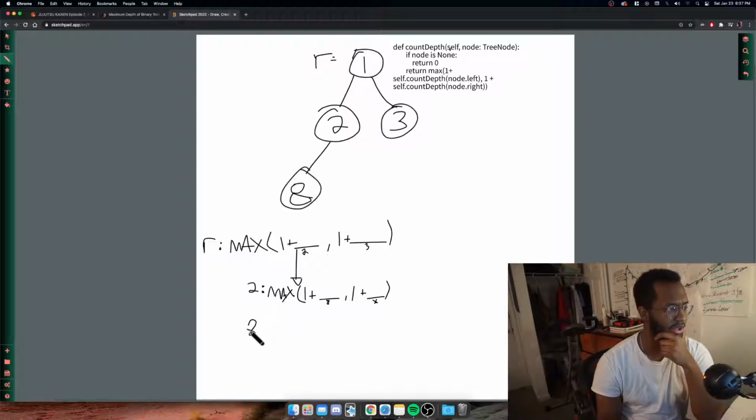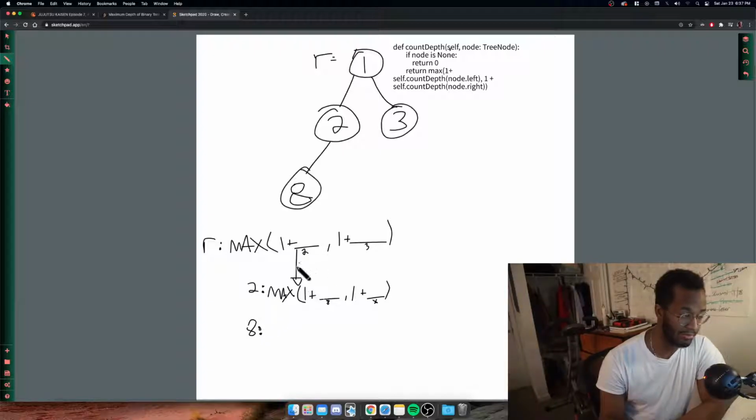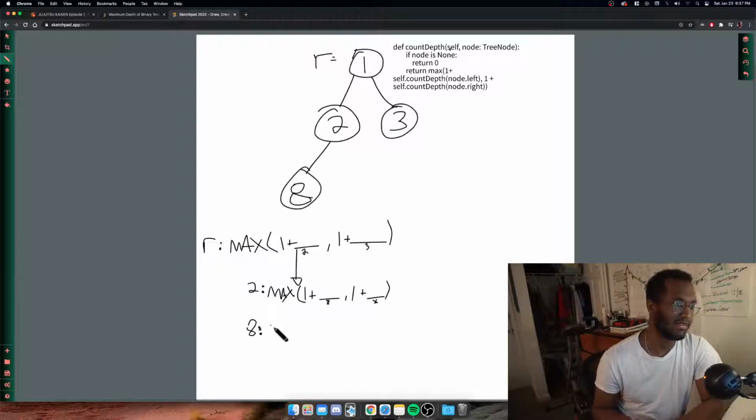So this function is going to get called now, for 8. Remember we said the number before the colon was the node calling the function, or the node that we were maximizing its left and right subtrees for. So let's call it for 8. If node is none? Well, 8 isn't none, so let's return the max of 1 plus blank, or 1 plus blank.